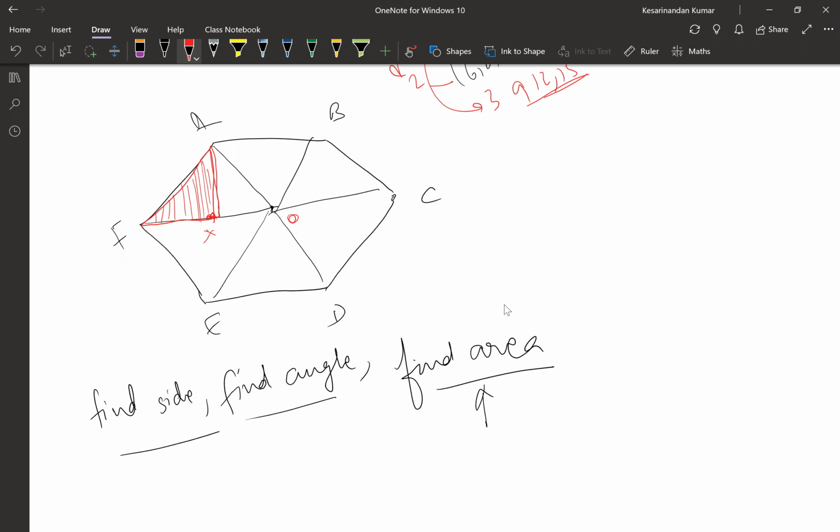Answers in the chat box, please, privately. I'm giving you 2 minutes. Think. And I want answers from everybody. It's not that difficult of a sum. Okay, sir, can you repeat the question? Yeah. So X is the midpoint of F and O, and for the triangle FAX, you have to find the ratio of the area of triangle FAX to the total area of the hexagon.